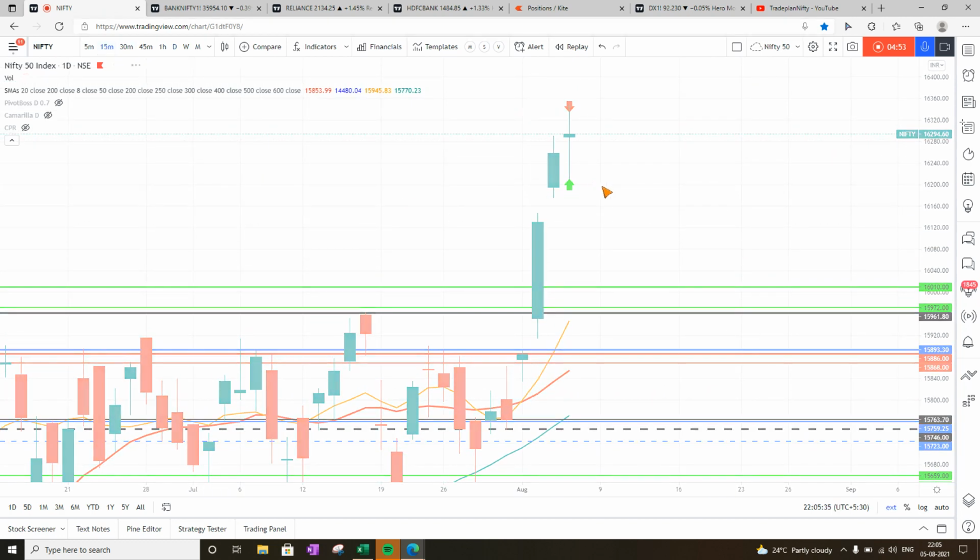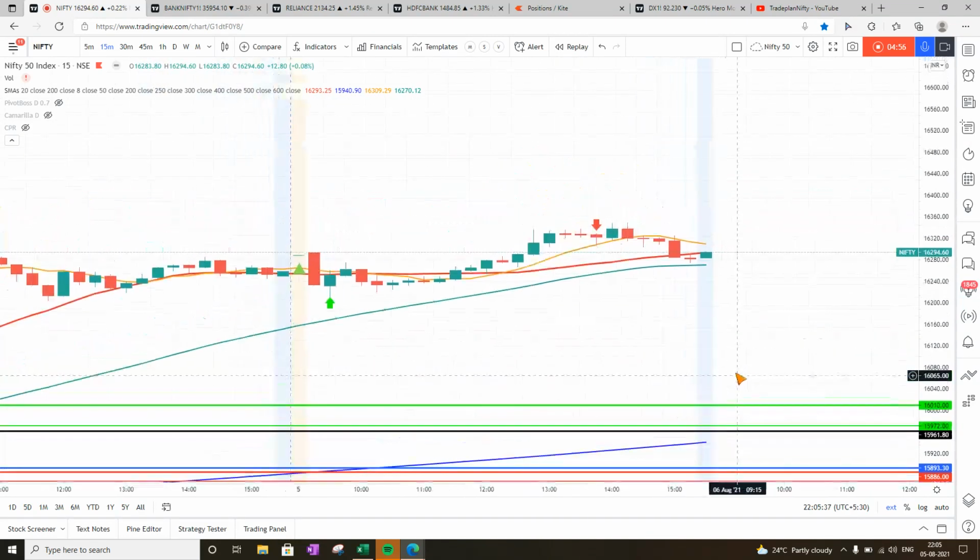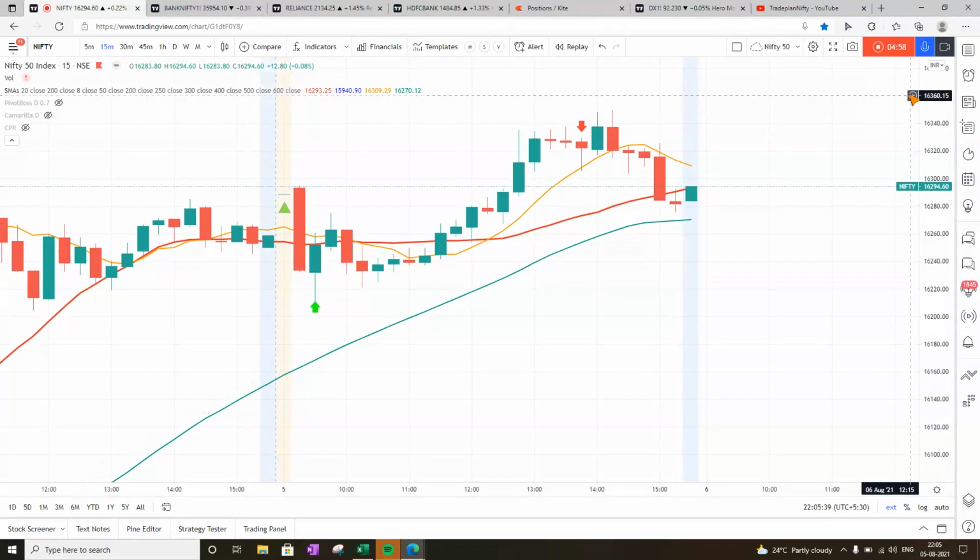Now when we look at the 15-minute chart, we see that today Lalaji has closed just above the 20 bar moving average, but it is taking support on the 50 bar and is just below the 8 bar. So I will still consider this an uptrend.